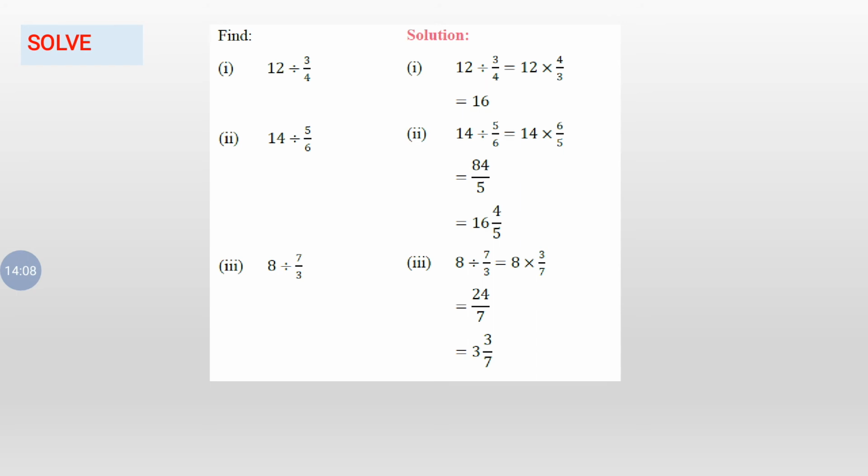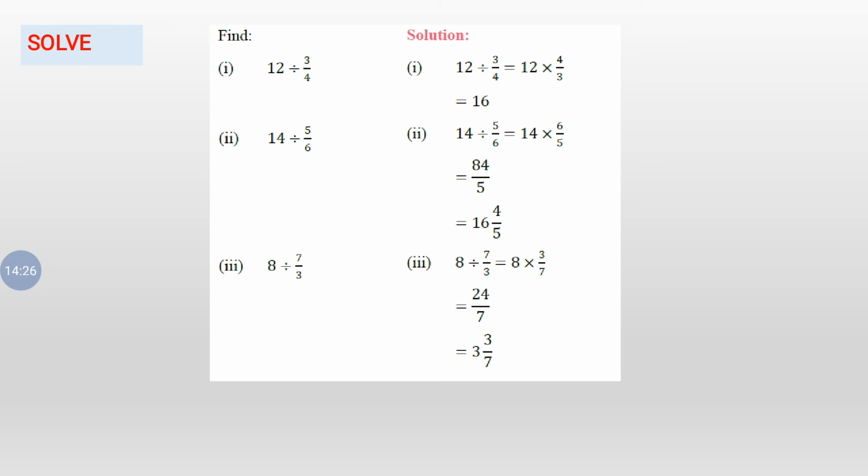So this is an improper fraction; convert it into a mixed fraction. 16 is the quotient, 4 is the remainder. So 16 is the whole number, and 4 by 5 is the proper fraction. So we get the value 16 4 by 5.